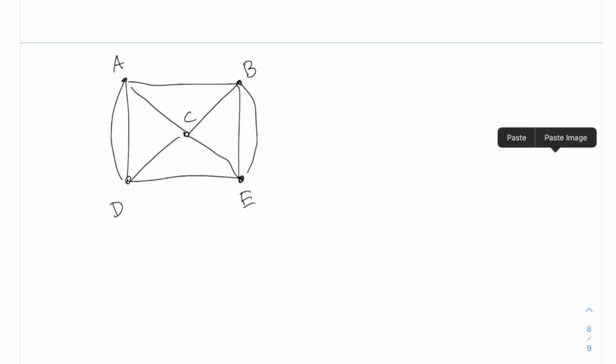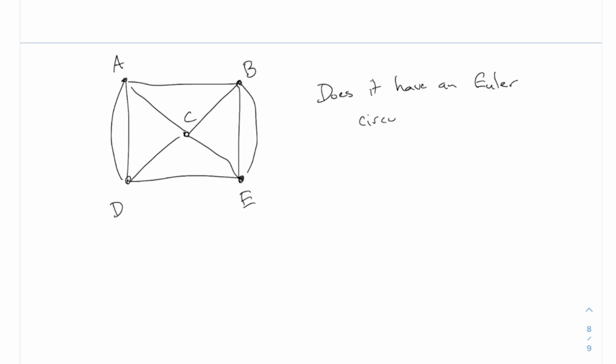This is a graph which has a vertex in the middle and also at all these corners, and some extra edges on the two sides like that. So I'm going to call these A, B, C in the middle, D, and E. Does it have an Euler circuit? Actually, this one does. Can I give you a moment? See if you can find it.